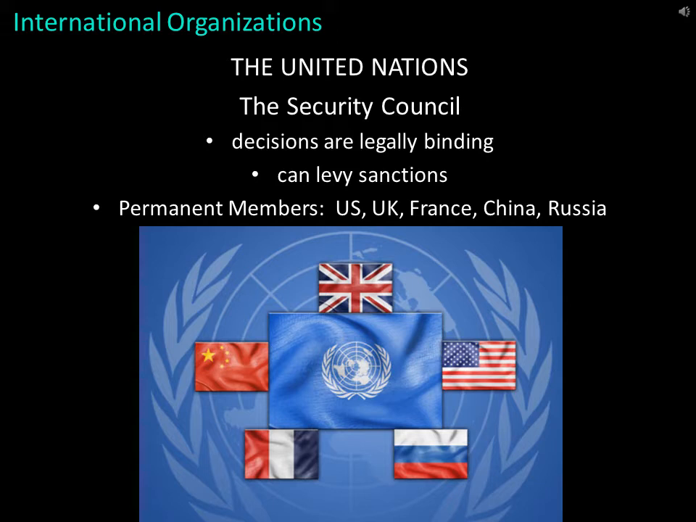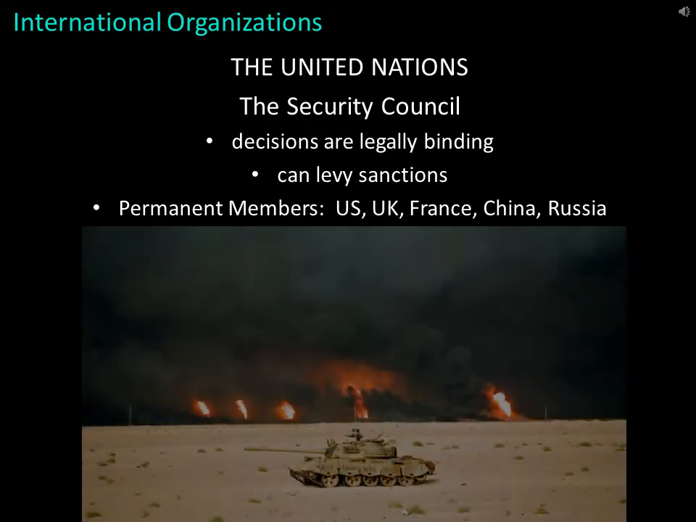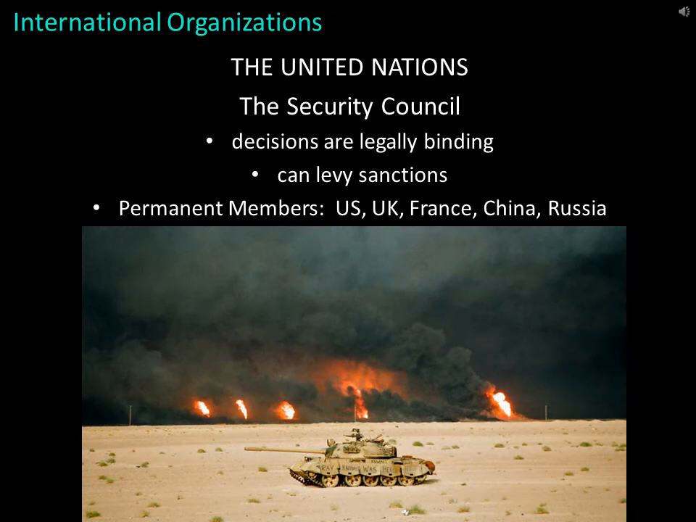if necessary. An important example occurred in 1990 when the Security Council authorized the use of force against Iraq after it had invaded and annexed Kuwait to increase its oil holdings. The US-led UN forces then successfully freed Kuwait by pushing the Iraqi forces out.